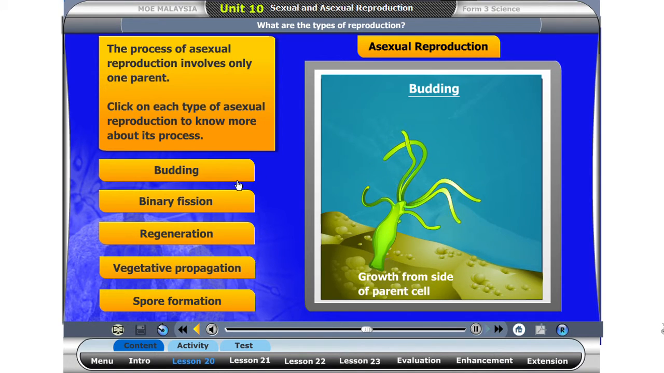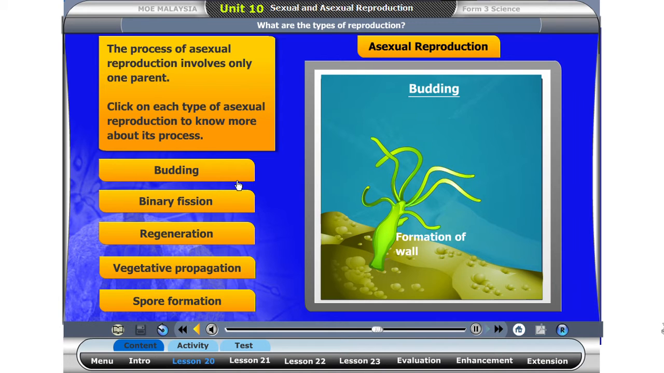The process of budding involves a growth from the side of a parent cell. This growth will develop and grow to form a new bud. A wall will form between the parent and the bud, causing the bud to detach from the parent. The detached bud becomes a new individual.